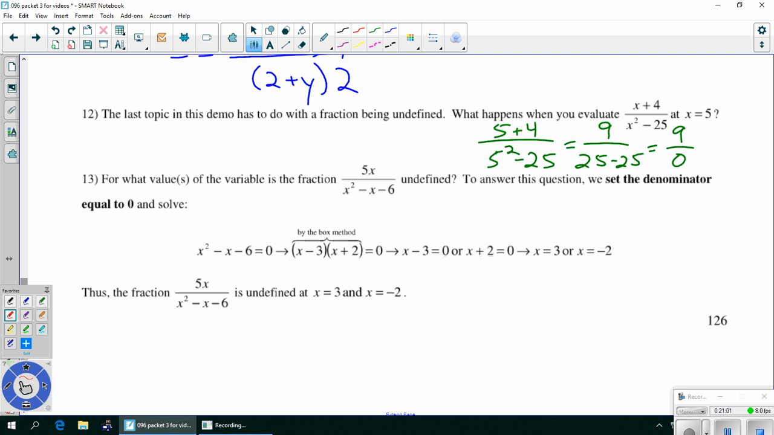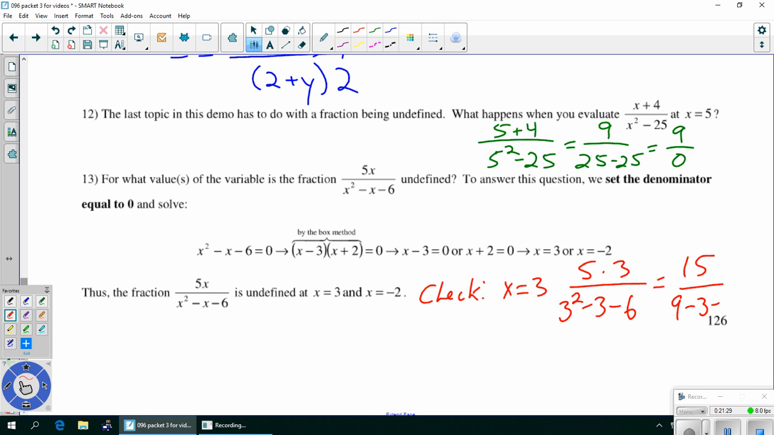And we could check, we'll just do one of them. Let's do x equals 3. Don't need to check, but I just want to make sure you see what we've done here. If we do x equals 3, upstairs, 5 times 3, downstairs, 3 squared minus 3 minus 6. Upstairs is 15, that actually doesn't matter. Downstairs, 9, what did I do wrong here? Oh, didn't copy the problem right. Minus 6 is what it was supposed to be. 9 minus 3 minus 6. So that is 15 divided by 9 minus 3 minus 6. That's 0. Hey, that's undefined.